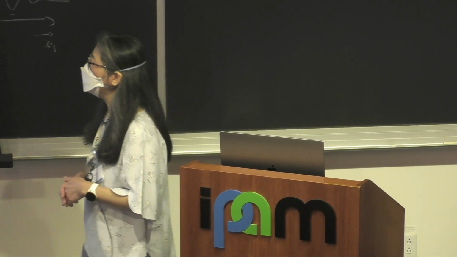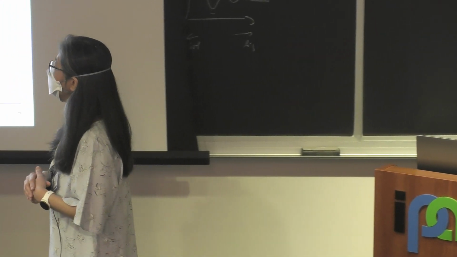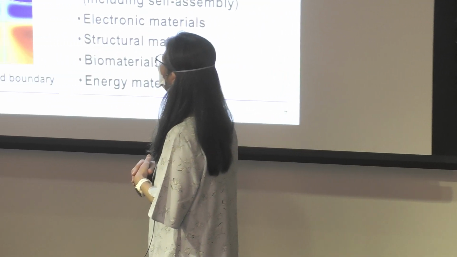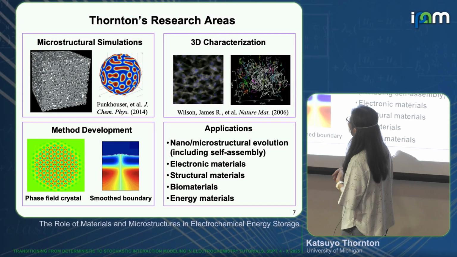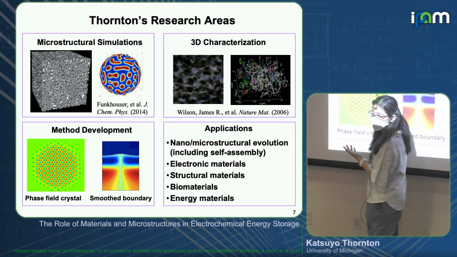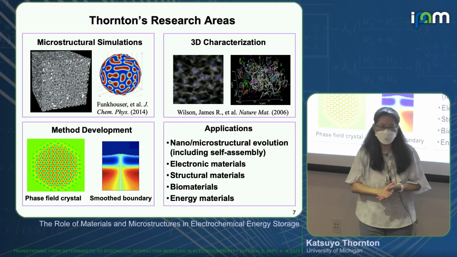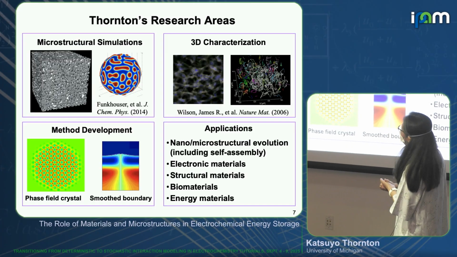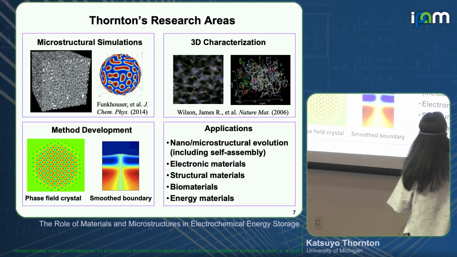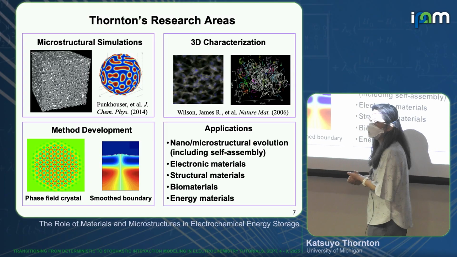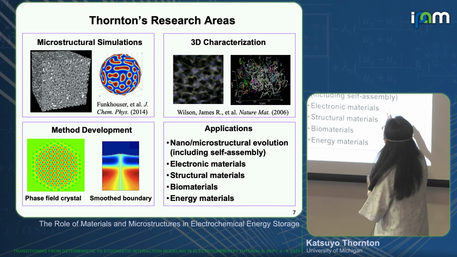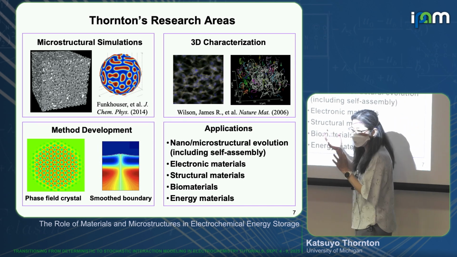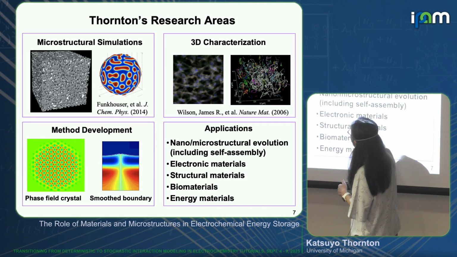So in my group, we are interested in microstructure evolution, and we do simulations for that. We can get structures like this in the simulation, and it's rather complicated. Sometimes it's a matter of figuring out the needle in the haystack, so 3D characterization to figure out what's important is one of the things we do.